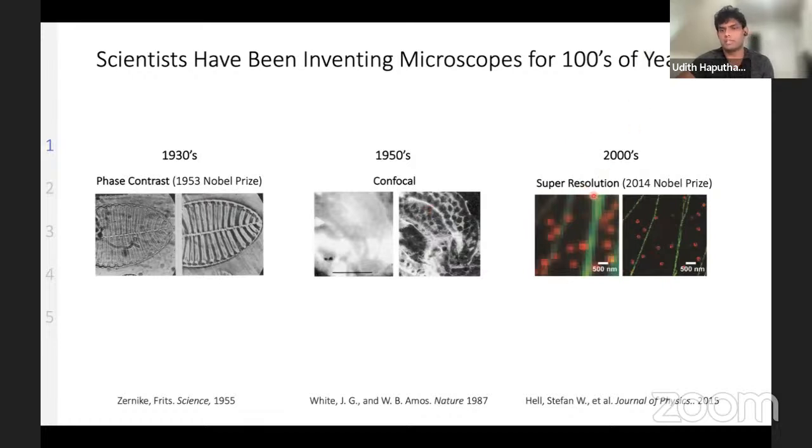And the third one is super resolution. Here, the idea is that we want to go beyond the diffraction limit to image the sample.